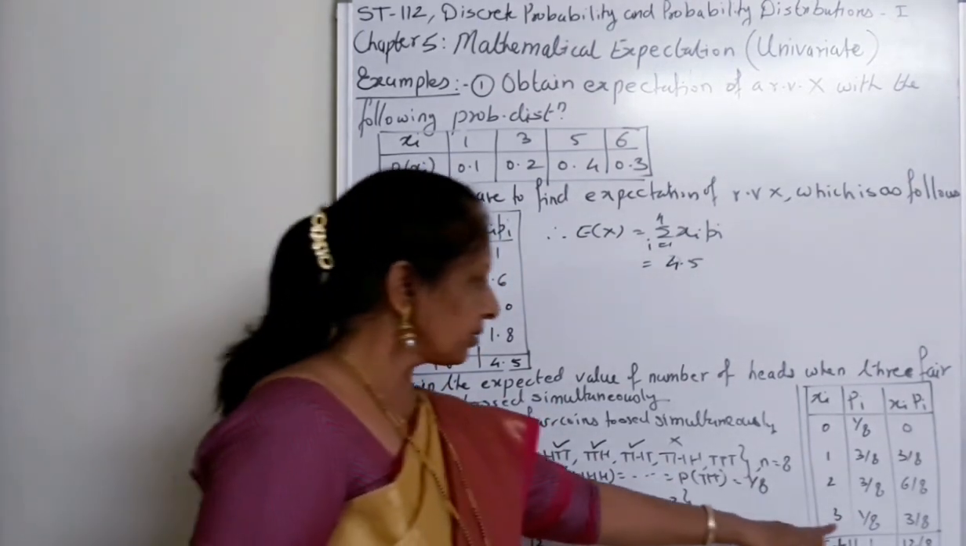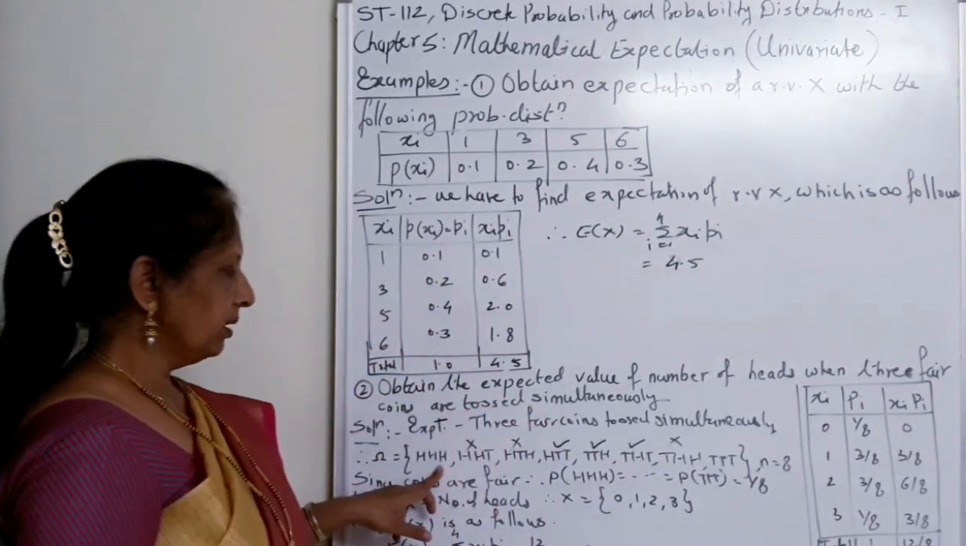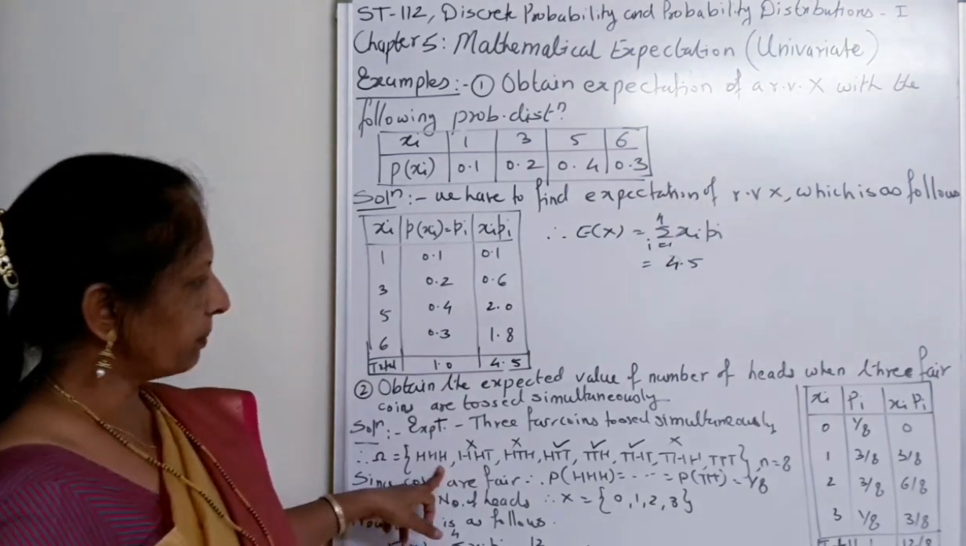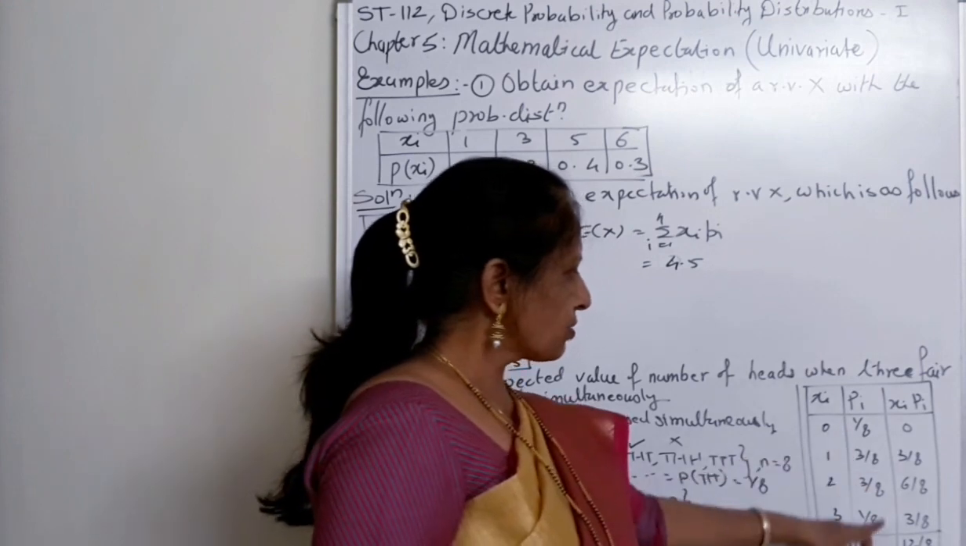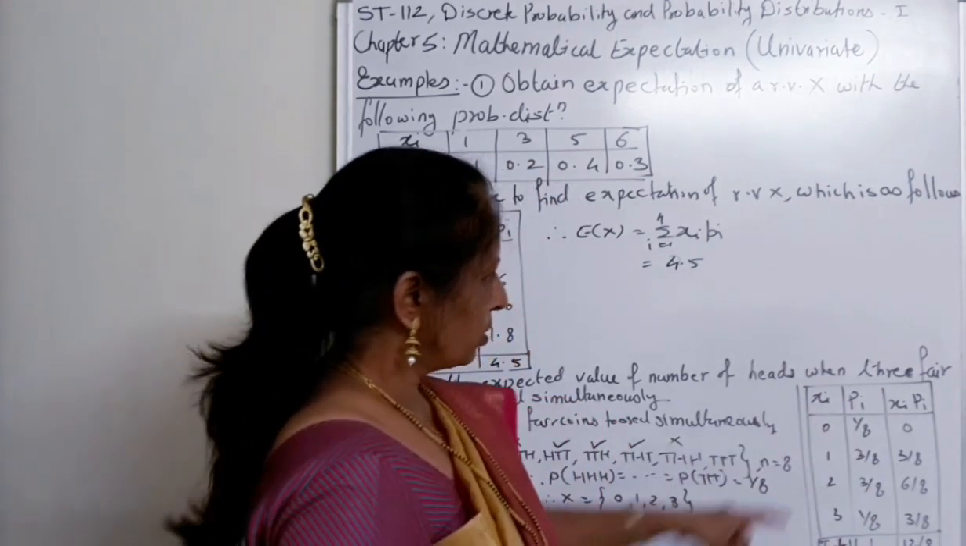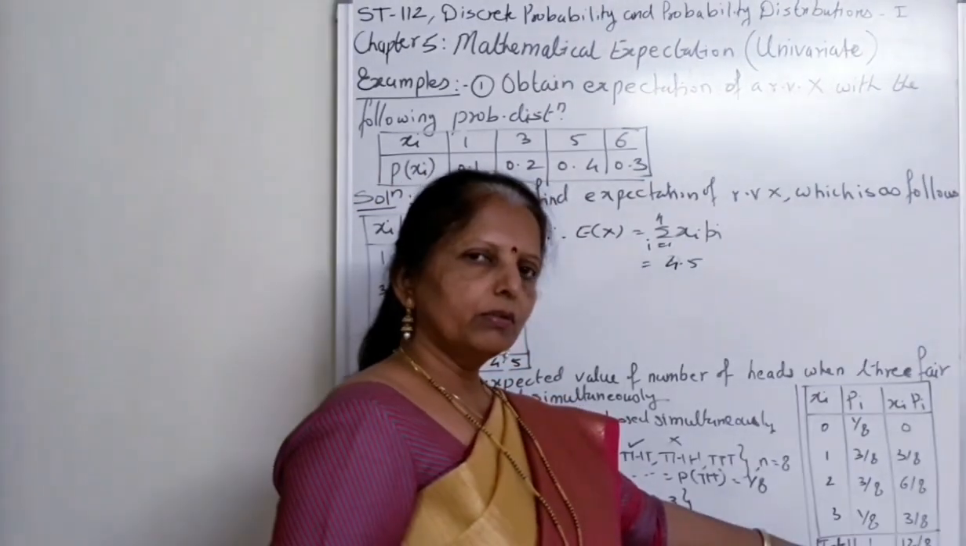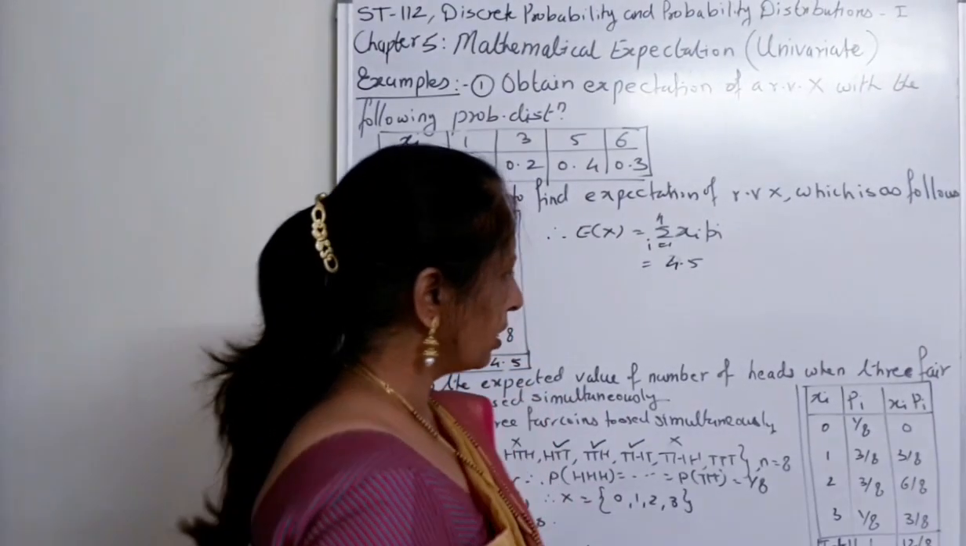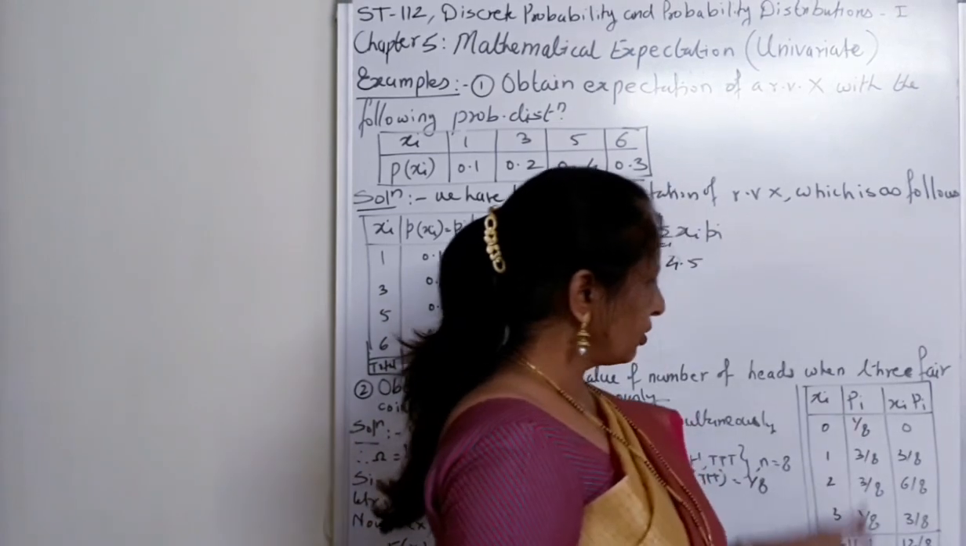Now the number of heads is 3. That is only one sample point, H, and its probability is 1 by 8. So like this, first we have written these probabilities. The total of the probabilities should be equal to 1. Now we have constructed the third column, the multiplication of the first and second columns.